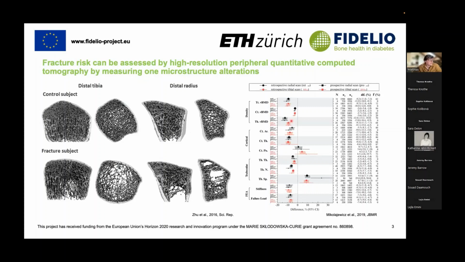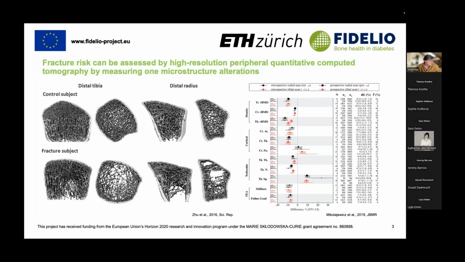To assess fracture risk, despite the traditional methods of using DEXA and T-scores, high-resolution peripheral quantitative computed tomography, or HR-pQCT, can be used to measure the bone microstructure and alterations, which is really important for bone strength.